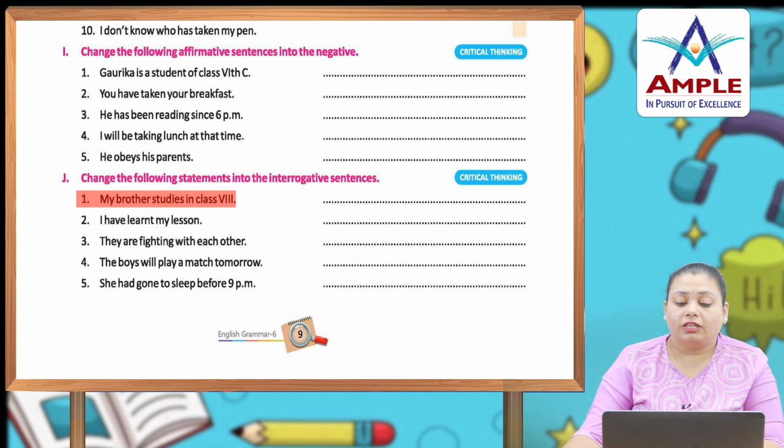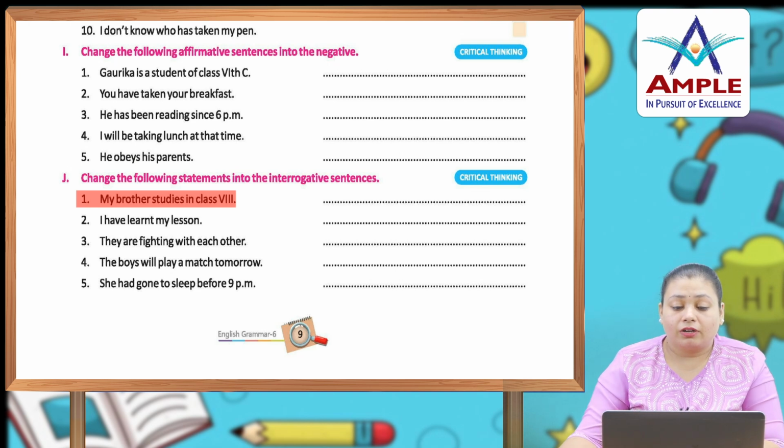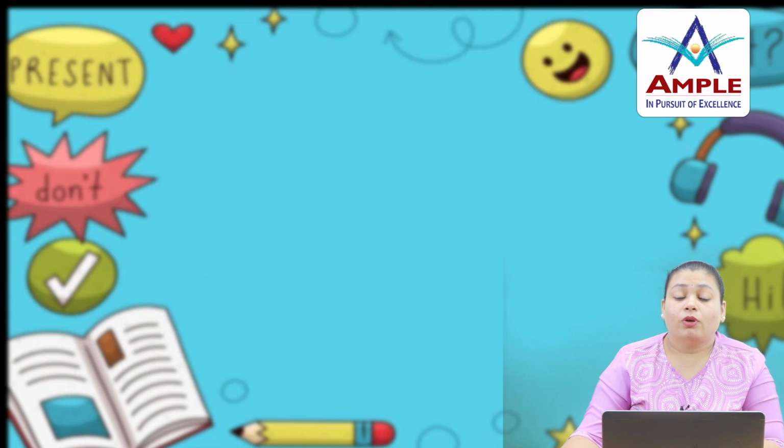Okay, just read the rest of the questions and convert them into interrogative sentences. Don't forget to put a question mark at the end. Hopefully you understand the chapter very well. You come to know how to convert sentences into other sentences, how to arrange words to make a proper meaningful sentence, and how to identify them as well. Hopefully you understand it very well. Now do the rest of the pending exercise on your own.